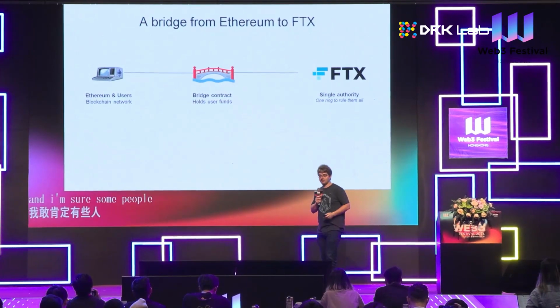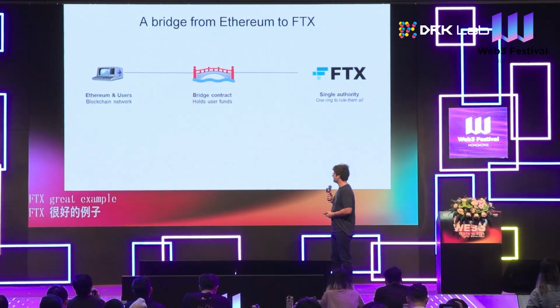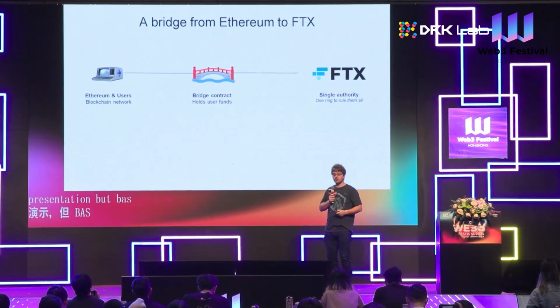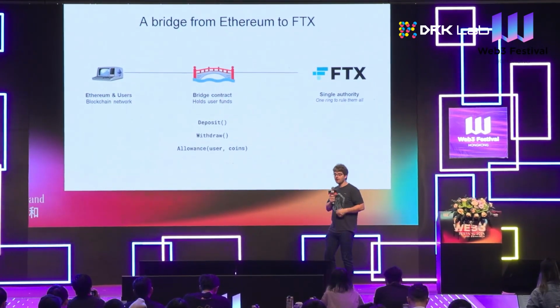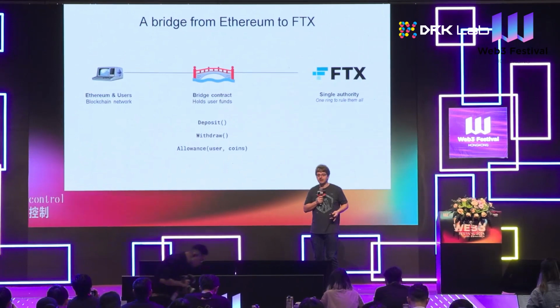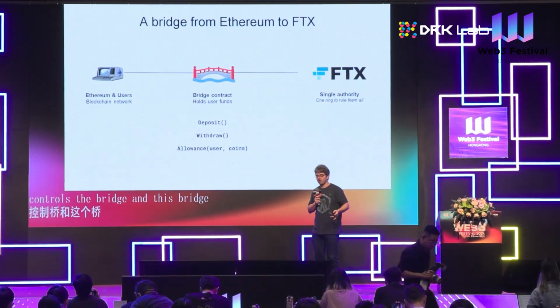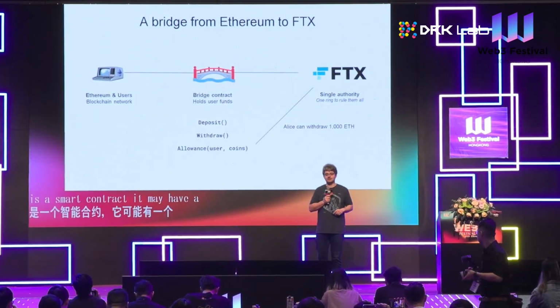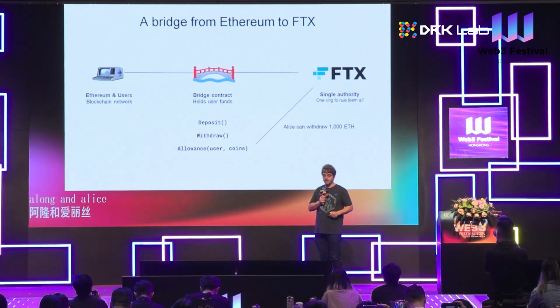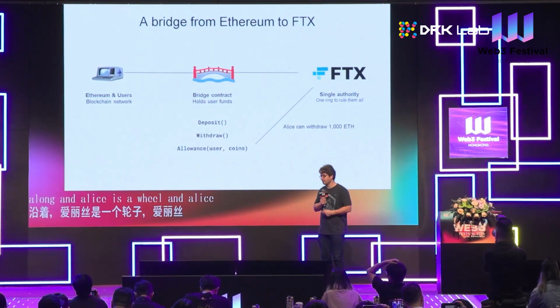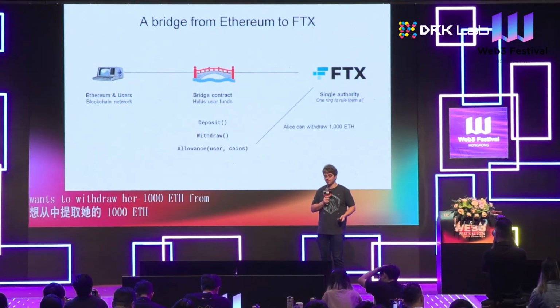And this is what it looks like as a grid, and I'm sure some people remember FTX, great example for this presentation. But basically, we have Ethereum, the bridge contract, and then a single authority that controls the bridge. And this bridge is a smart contract. It may have a deposit function, a withdrawal function. And let's say Alice comes along, and Alice is a whale, and Alice wants to withdraw her 1,000 ETH from FTX. Good luck with that, but in this example, it's going to work.